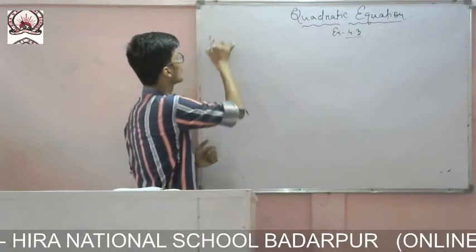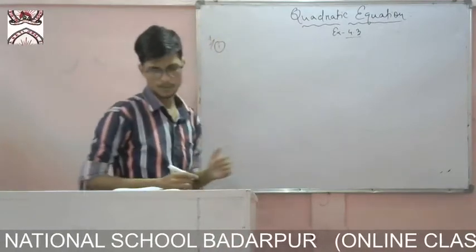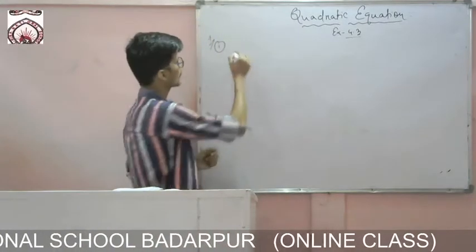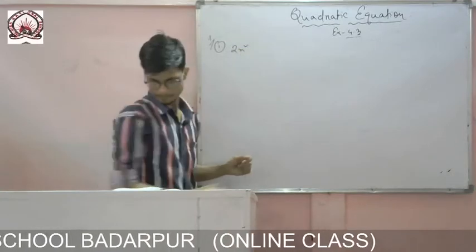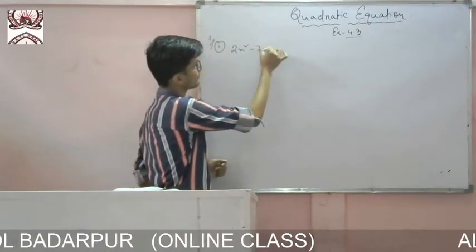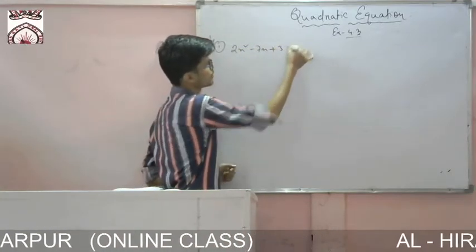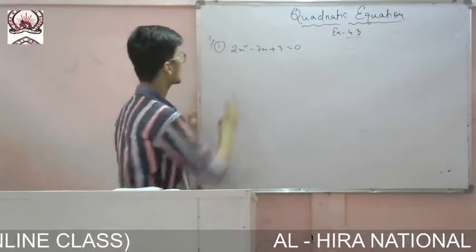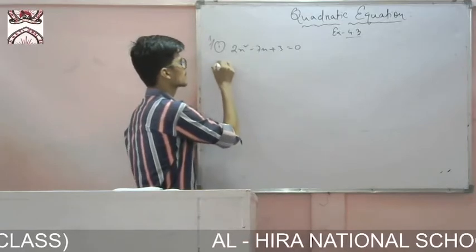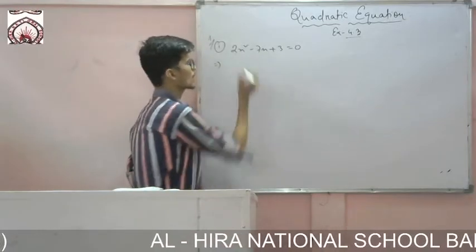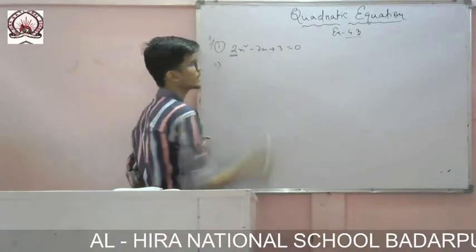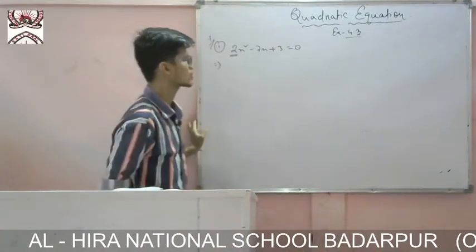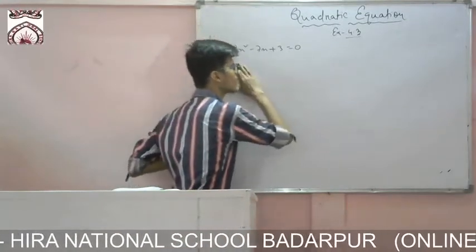So question number 1, Roman numeral 1, the equation is 2x square minus 7x plus 3 equals to 0. What you have to do first of all is find the coefficient of x square. The coefficient of x square is 2. So you have to divide the whole equation by 2.